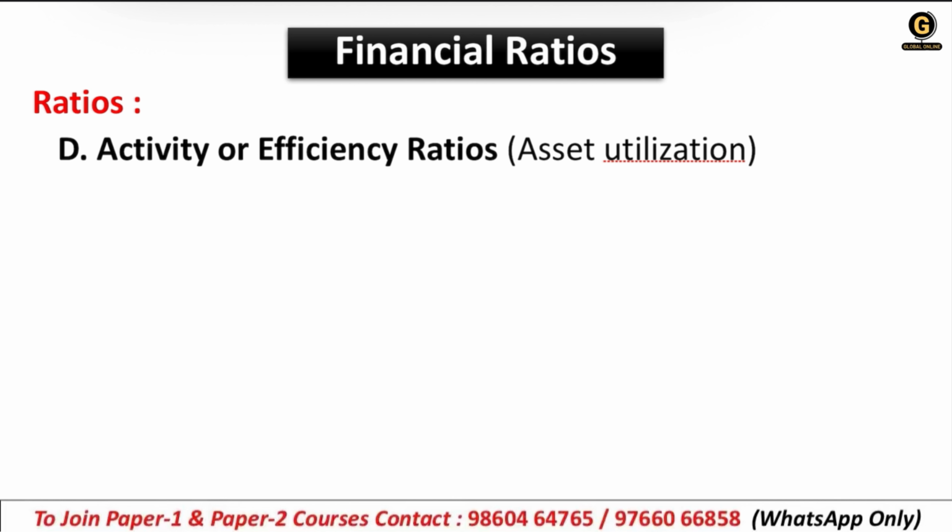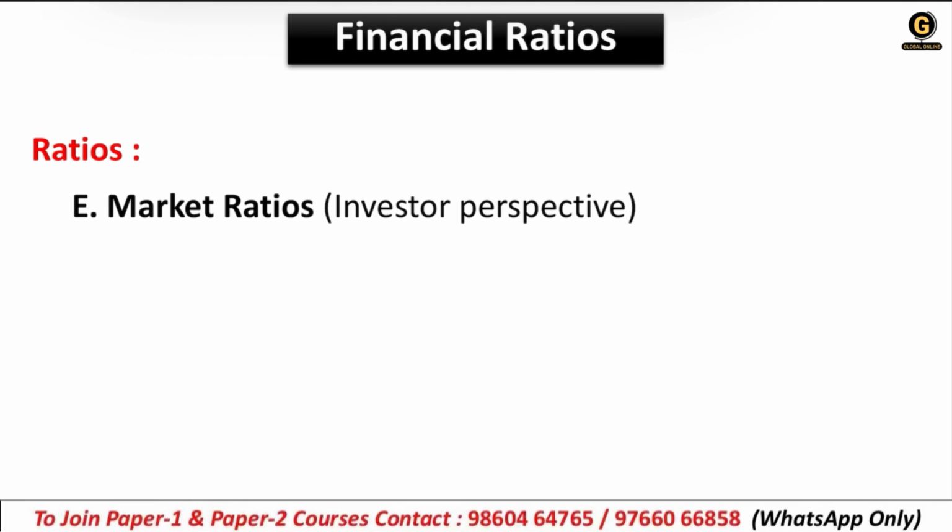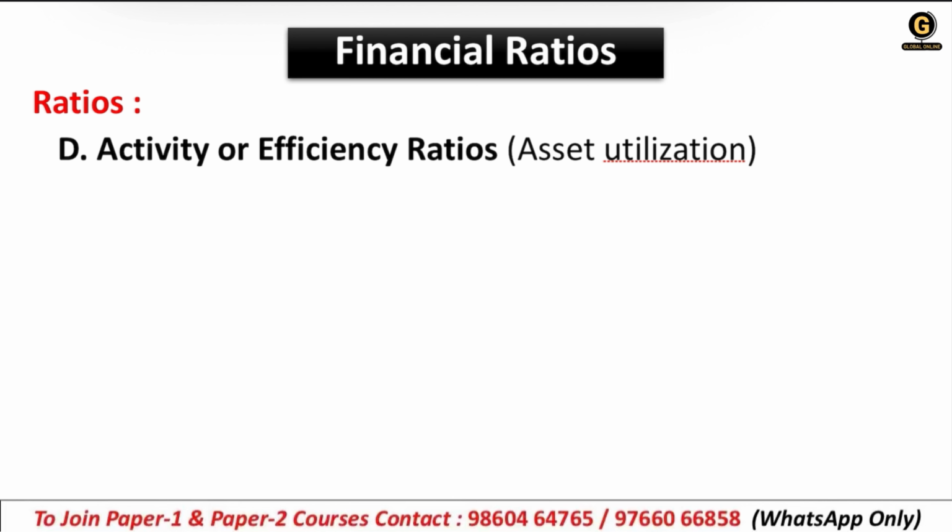So we'll start with the activity or efficiency ratio. Also we'll cover the market ratio in this session. Previously we have done the types of profitability ratio, so let's start with the activity ratio first. The first ratio in the activity or efficiency ratio is the inventory turnover ratio.